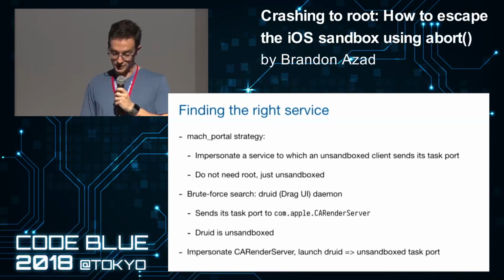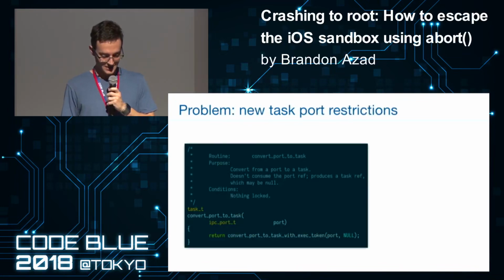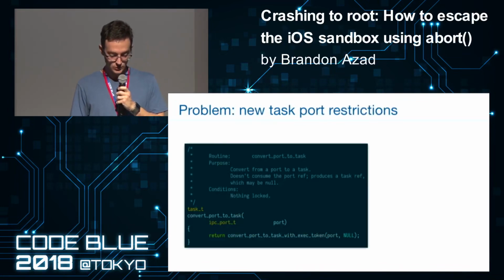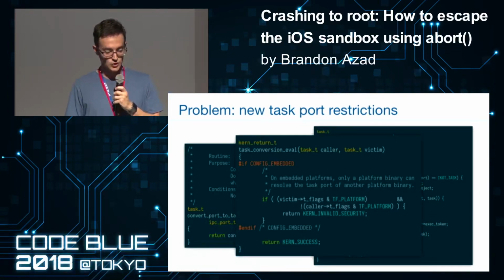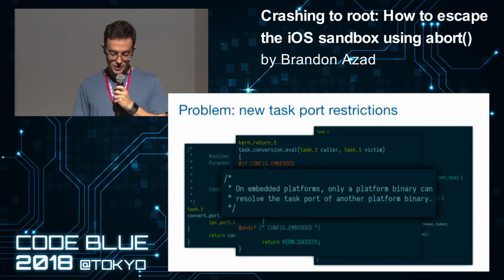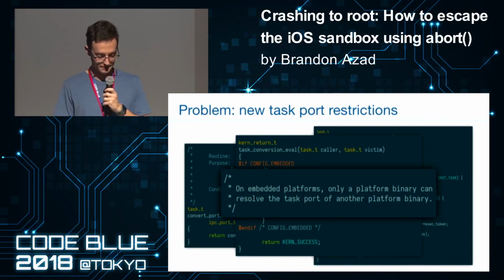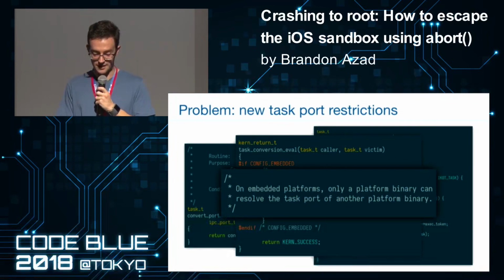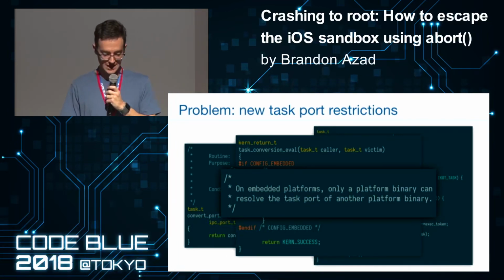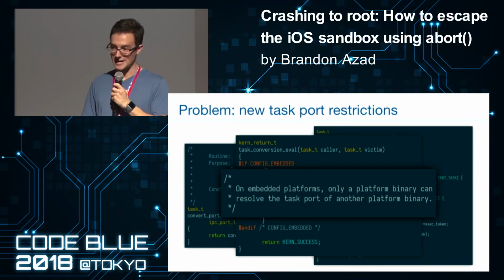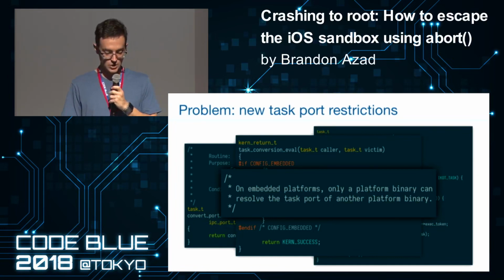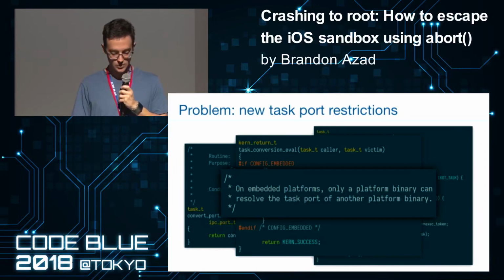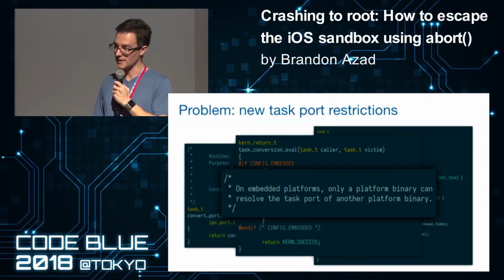Now, unfortunately, once again, it's not actually that easy, because Apple's added a mitigation. If you look through the source code of XNU, you'll find that there's a new mitigation in a function called task conversion eval, with a comment that says, on embedded platforms, only a platform binary can resolve the task port of another platform binary. Concretely, this means that we can't use the task port of an Apple-signed process to modify it unless our own process also bears an Apple signature. And clearly, Apple will never directly sign our exploit code. So even though we have Druid's task port, there's no way we can use this task port to modify Druid.